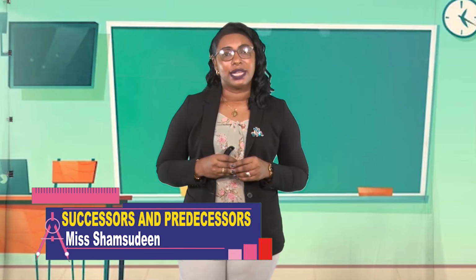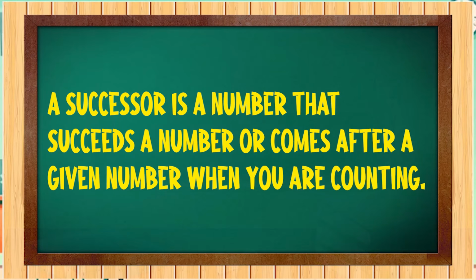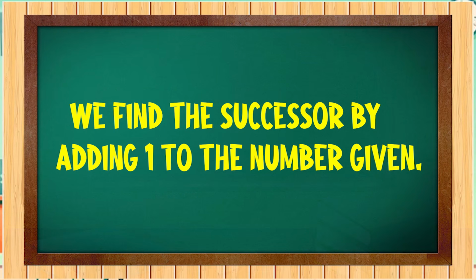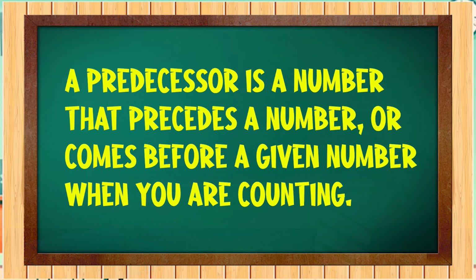Well, that was quite some calculation, but I'm pretty sure that you found that it was quite simple. That's all for our lesson today on successors and predecessors, but just let's do some recap before we close. We learned a successor is a number that succeeds a number or comes after a given number when we are counting. To find the successor, we simply add 1 to the given number.